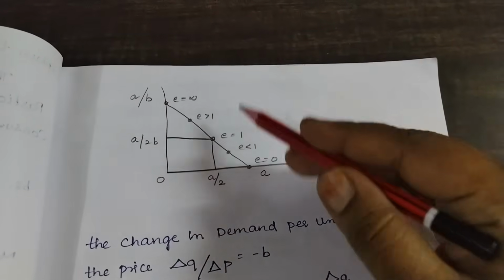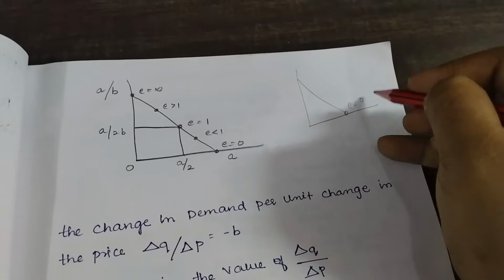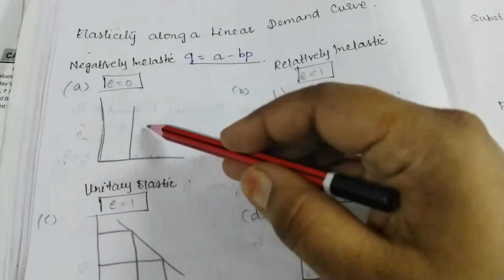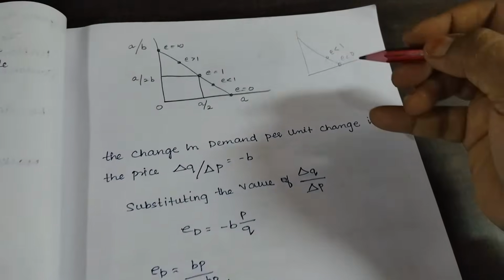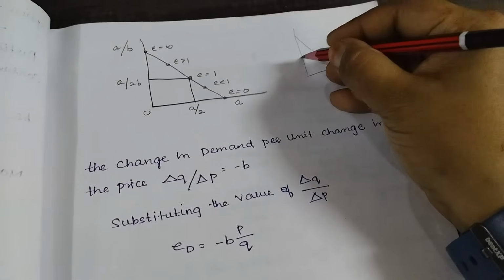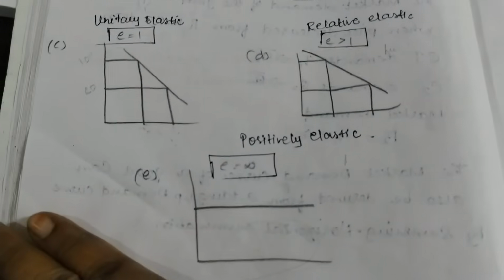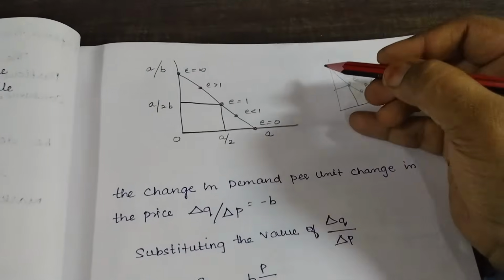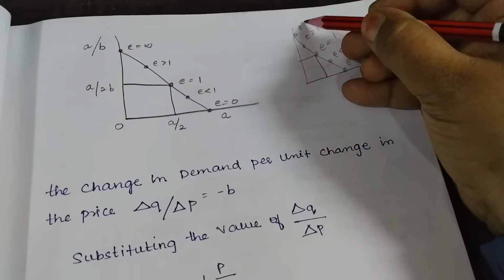So overall we are going to represent this in a linear demand curve. As you can see, here the elasticity is equal to 0. So this depicts elasticity equals 0. And then after that we have elasticity lesser than 1. This depicts relatively inelastic. After that here you can see it is completely half. So here elasticity is equal to 1. After that, elasticity is greater than 1. Lastly, elasticity is equal to infinity.